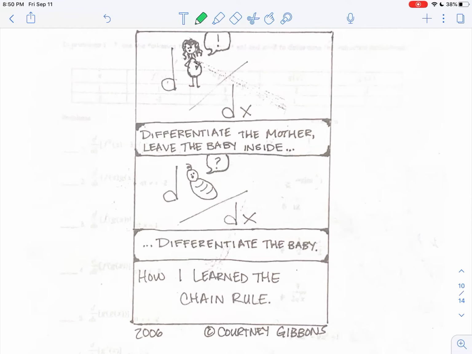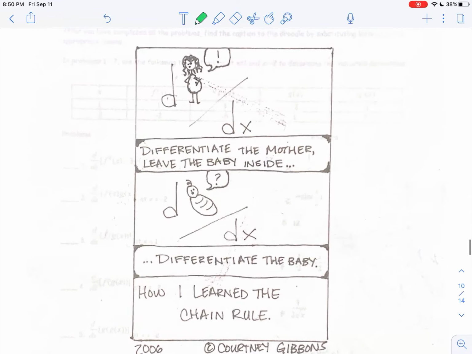So the chain rule is used to apply a derivative to a composite function. And a composite function is one where you have a function within another function. And so the inside function is the baby, and the outside function is the mommy. So, when you learned it, it was like f of g of x. Well, the g of x would be considered the baby, and the f of x would be considered the mommy.